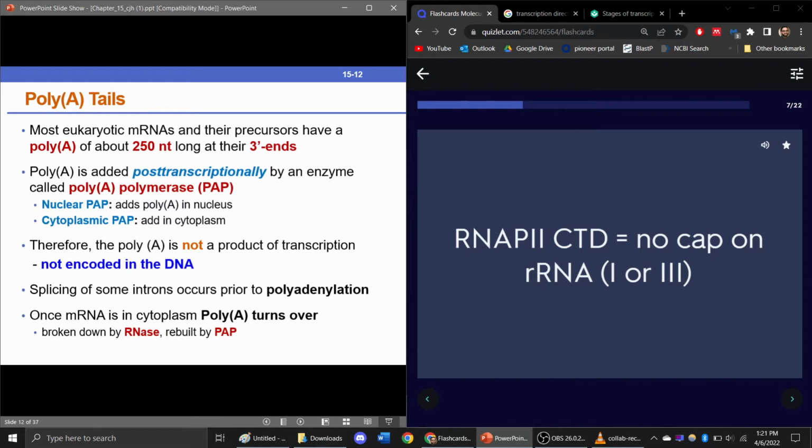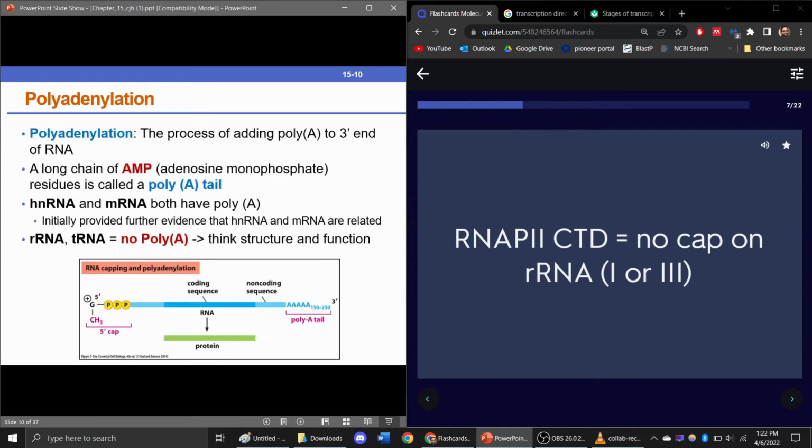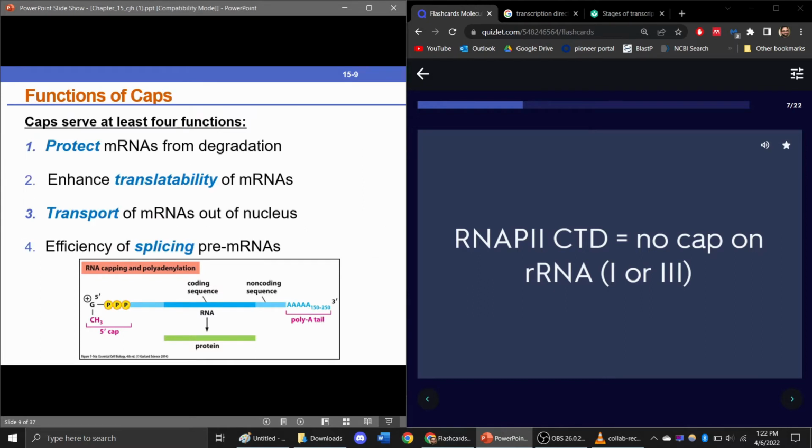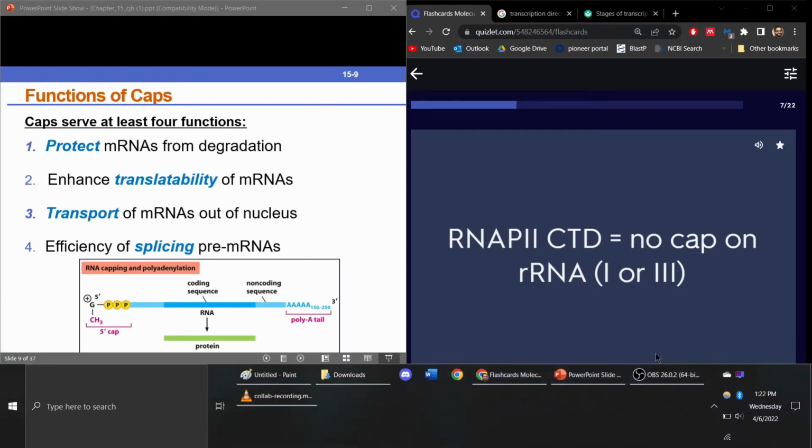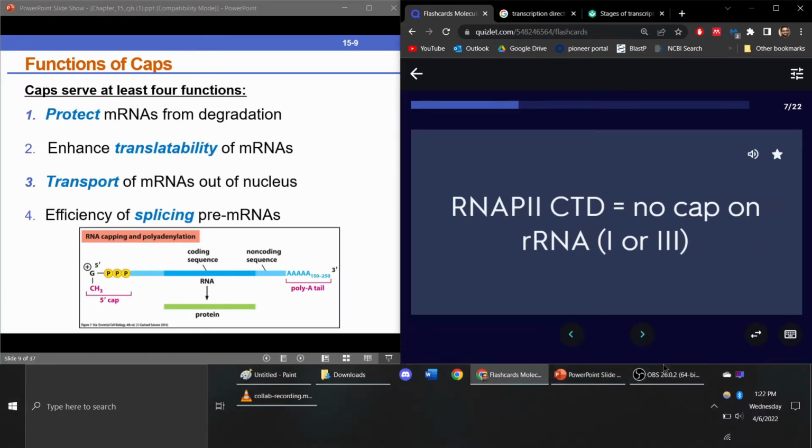So now let's talk about why we have the cap. What the heck? Why? Who needs a cap? I mean, people don't need hats. It's like a fashion thing, but you don't need a hat. Well, RNA needs a hat. And there are these 4 reasons.